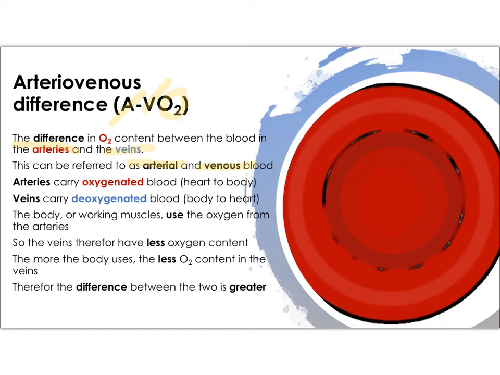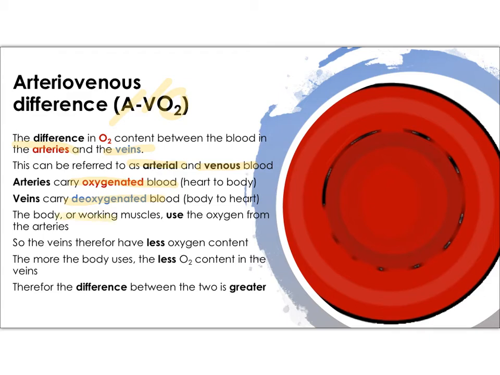So arteries, those big muscly vessels, carry oxygenated blood from the heart to the body, and the veins, although they can be quite big, they're not particularly muscly. They carry deoxygenated blood from the body back up to the heart, and then from the heart onto the lungs to get reoxygenated. This should be a recap for Unit 2 for you.